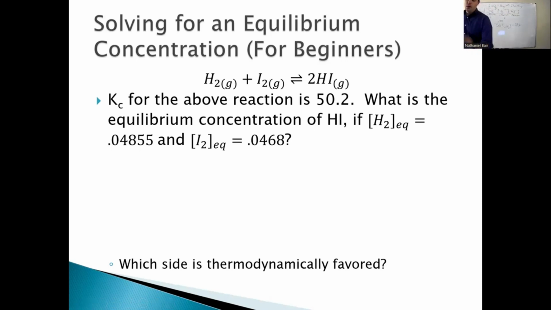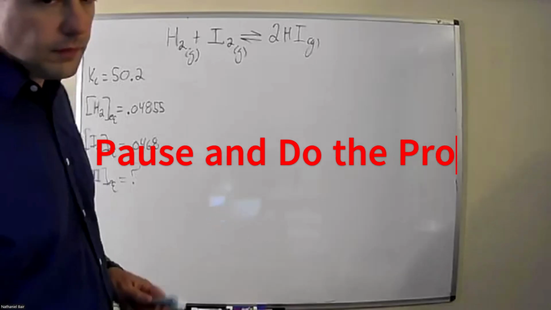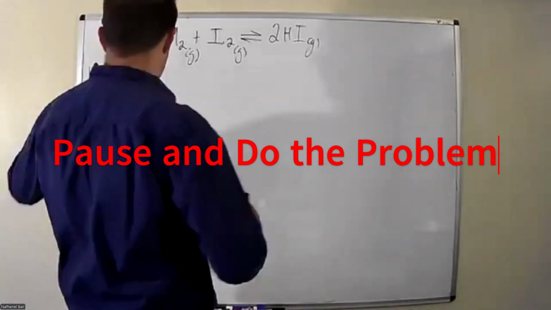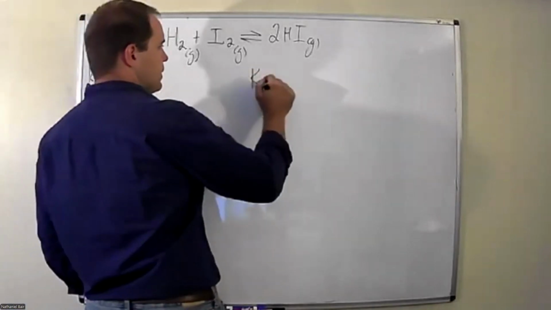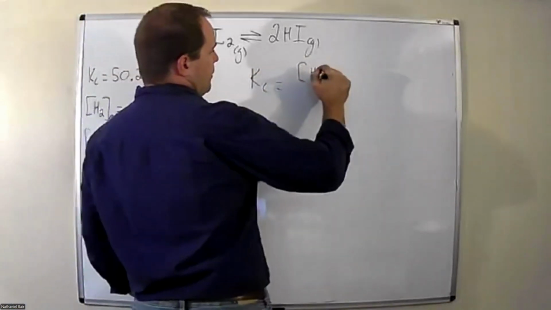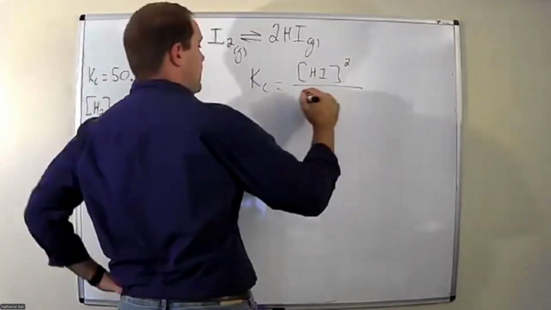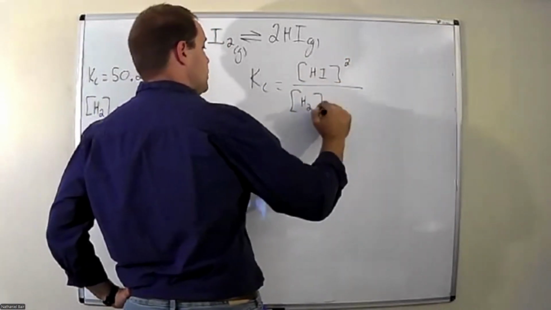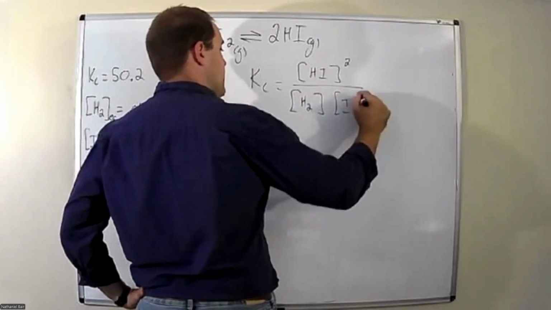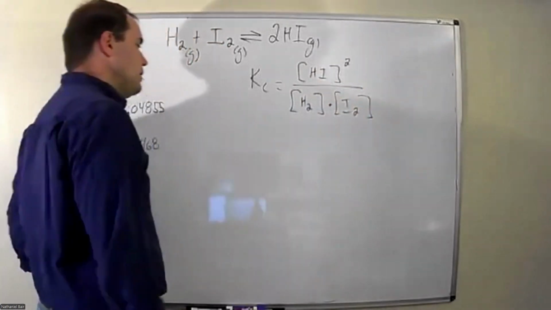Stay organized. It always starts by writing a mass action expression and then writing down what you've got. So first thing we're going to do, these are concentrations. This is a Kc or Keq. We have the mass action expression: the concentration of HI squared divided by the concentration of H2 times the concentration of I2, just like that.